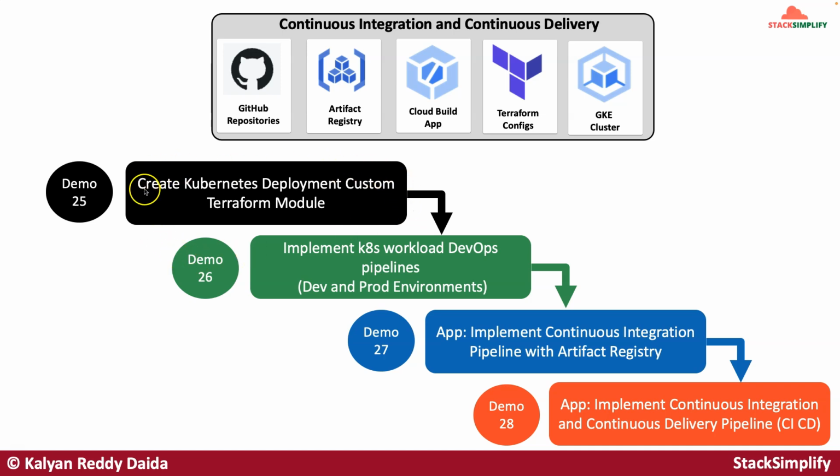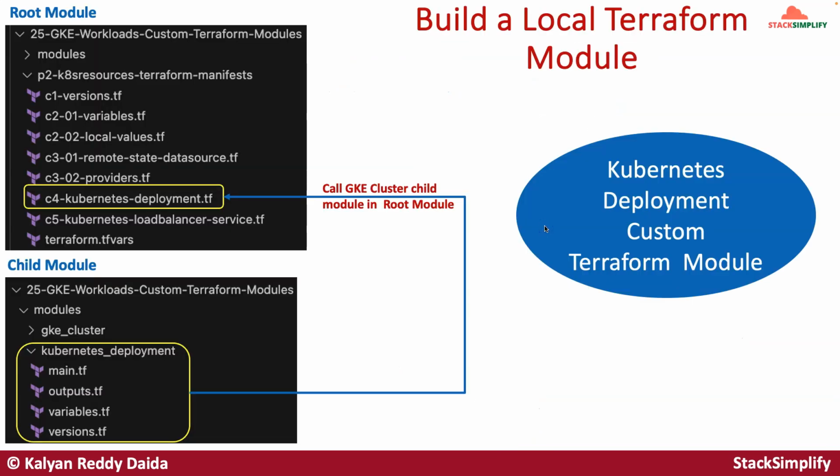First we'll start with creating a Kubernetes deployment custom Terraform module, and then we will implement Kubernetes workload DevOps pipelines for dev and prod environments for a simple application. After that, we'll also implement a continuous integration pipeline with Artifact Registry as part of demo 27, and finally we will implement the continuous integration and continuous delivery end-to-end implementation. Here we are going to use GitHub repositories, Artifact Registry, the Cloud Build app, Terraform configs, and GKE clusters. So let's understand at a high level.